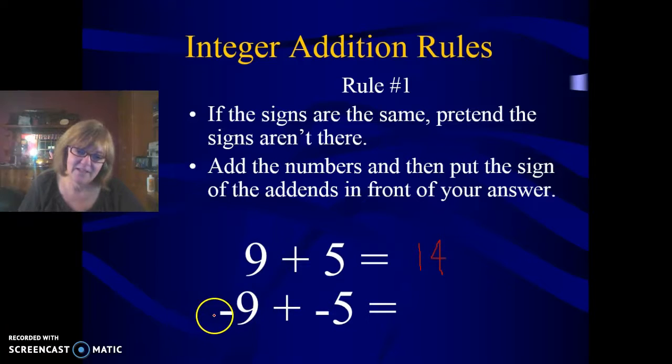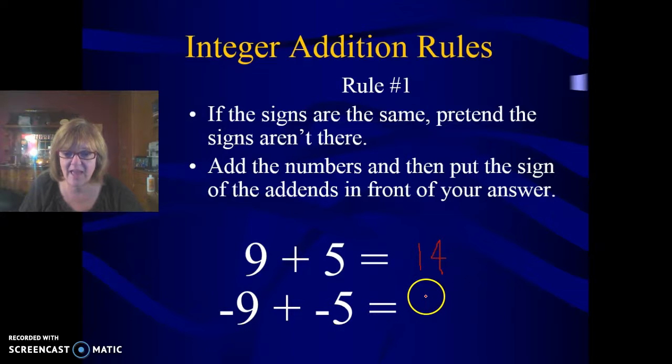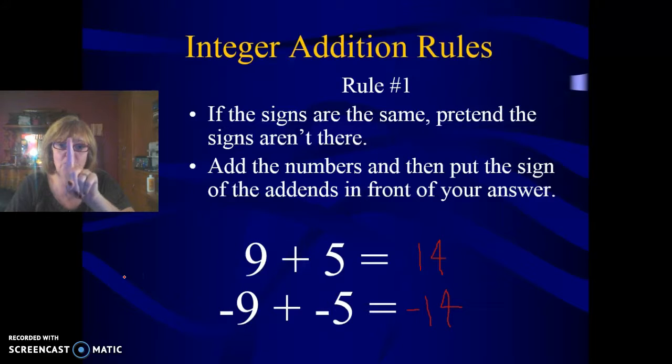All right. So now we got -9 plus -5. Well, it says here, if the signs are the same, pretend the signs aren't there. And add the numbers. So I'm going to pretend the signs aren't there. So I got 9 and 5. I'm going to add them up. I still get 14. But wait a minute, there was more to that rule. Then put the sign of the addends, meaning these numbers that are adding together. That's all that fancy word means. Put that sign in front. Well, we decided not to do it here because positives don't have to have them. But negatives do have to have them. So that one is a -14. That's rule number 1. Got it? Not hard, right? If they match, add them up, stick the sign in front.